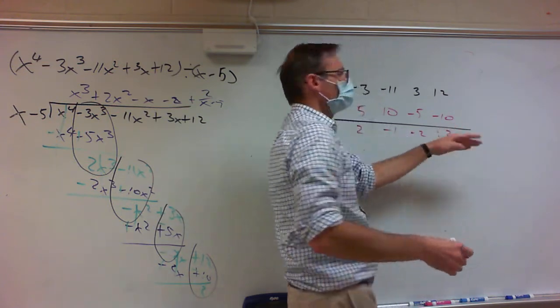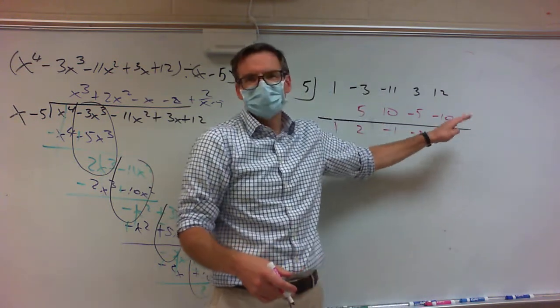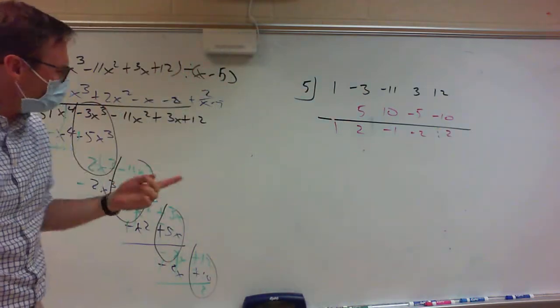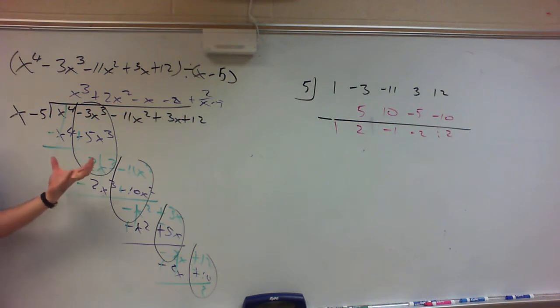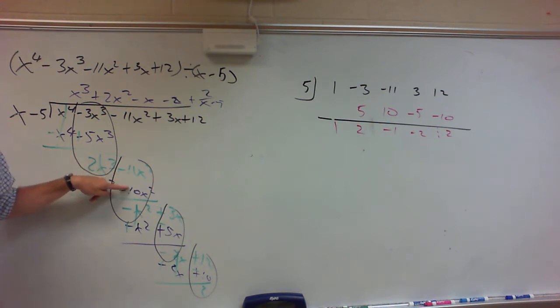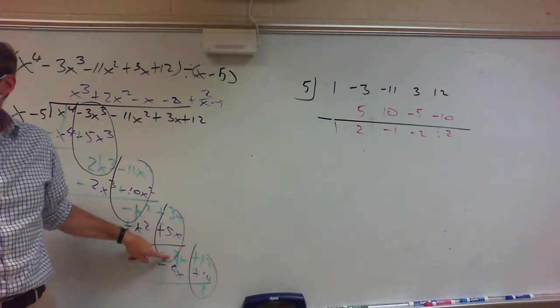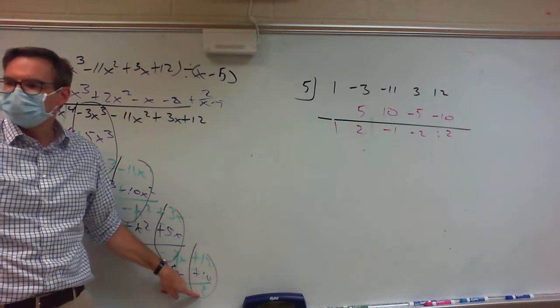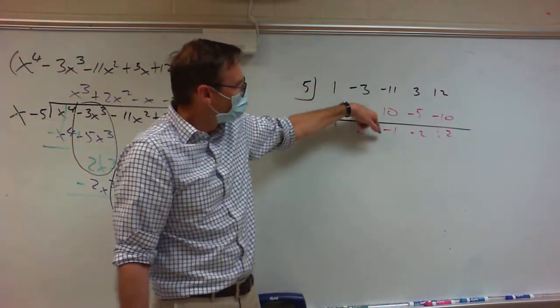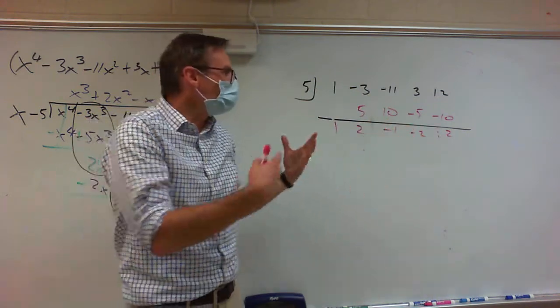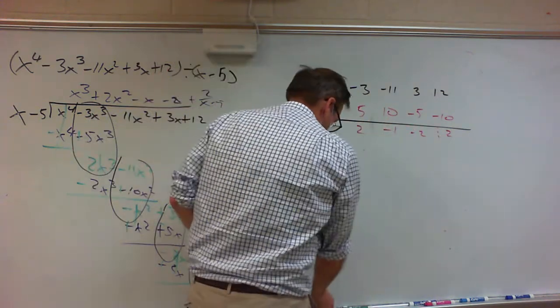And normally textbooks put a line here or some dashed line. Remember I said the most important part of this whole procedure was the -3 plus 5 equals 2, and the -11 plus 10 equals -1, and the 3 minus 5 is -2, and the 12 minus 10 is 2. That's cool, right?